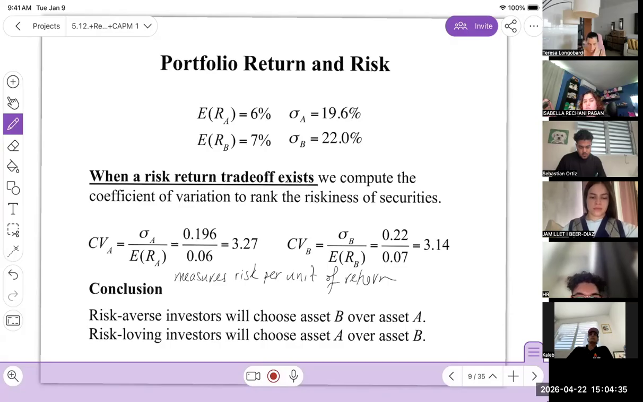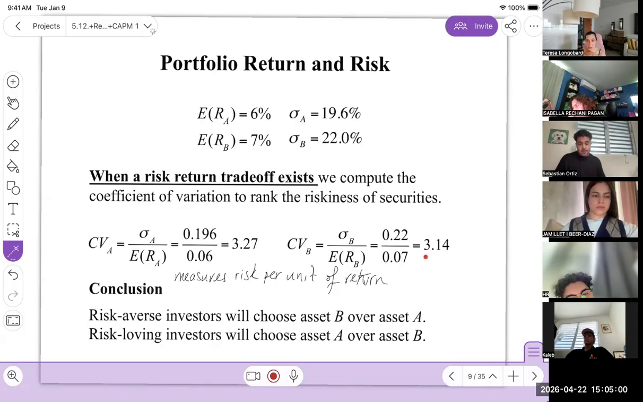So it's actually exploiting the trade-off. It's putting one on top of the other, right? Remember, we did make indices or ratios before to look at benefits and costs. So this is the cost, the risk, but this is a return. For each unit of benefit, the risk is 3.27 for A. And for each unit of benefit, the risk is 3.14 for B.